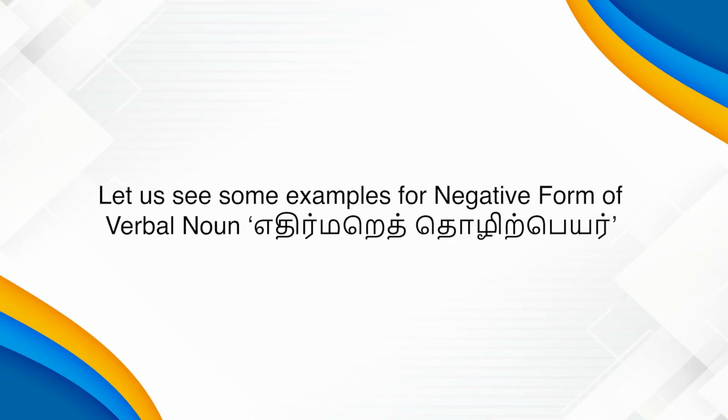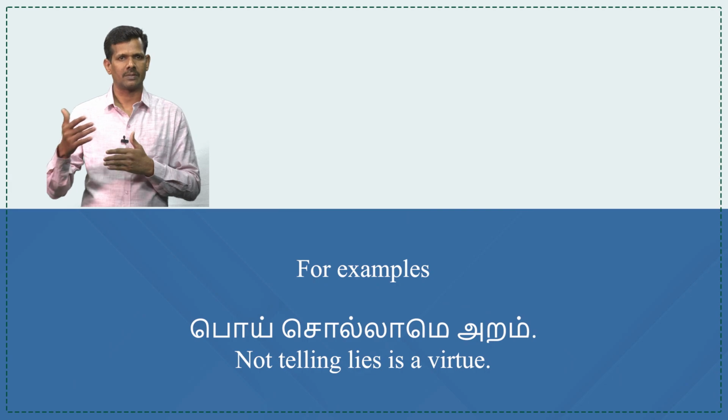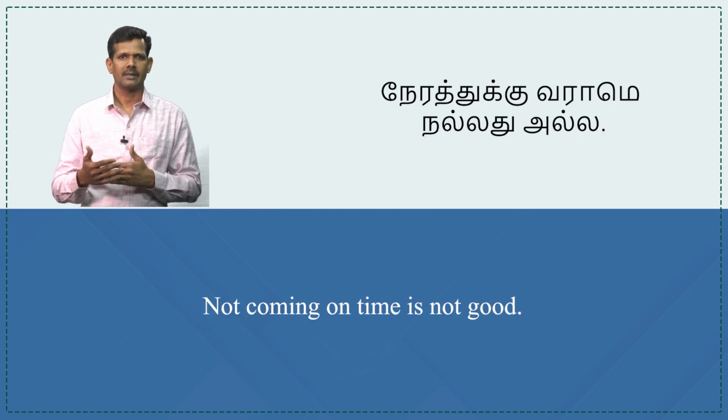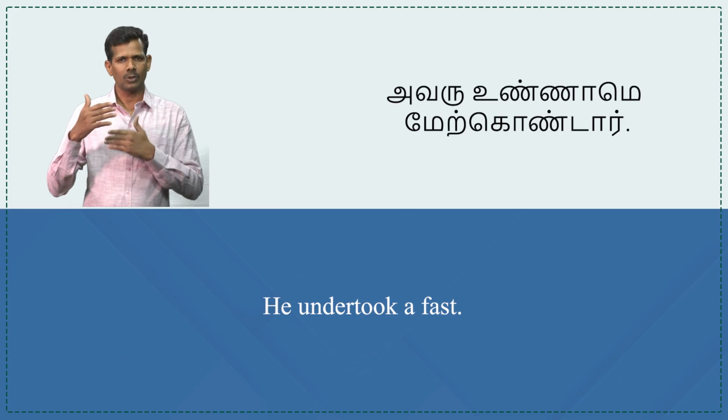Let us see some examples for the negative form of verbal noun. Verbal nouns can also function in the negative, expressing the non-performance of an action, typically using the suffix ame. For examples, பொய் சொல்லாமே அறம். Not telling lies is a virtue. நேரத்துக்கு வராமே நல்லது அல்ல. Not coming on time is not good. அவரு உண்ணாமே மேற்கொண்டார். He undertook a fast.